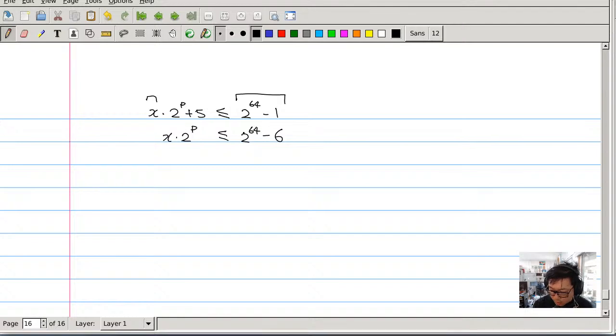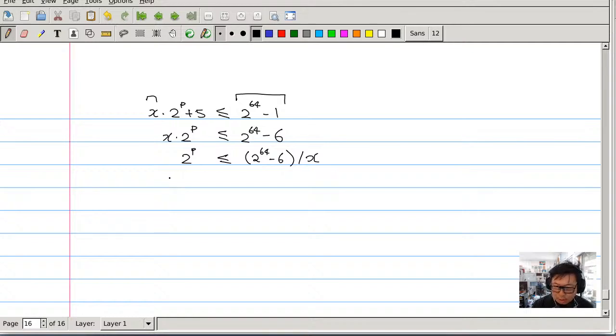And now, because I want to solve for p, because x is already given, I can say 2 to the power of p is less than or equal to 2 to the power of 64 minus 6, and I'm dividing both sides by x. If I divide the left-hand side by x, x divided by x cancels out and becomes a 1, and on the right-hand side, I would just have a division by x. So now we are almost done.